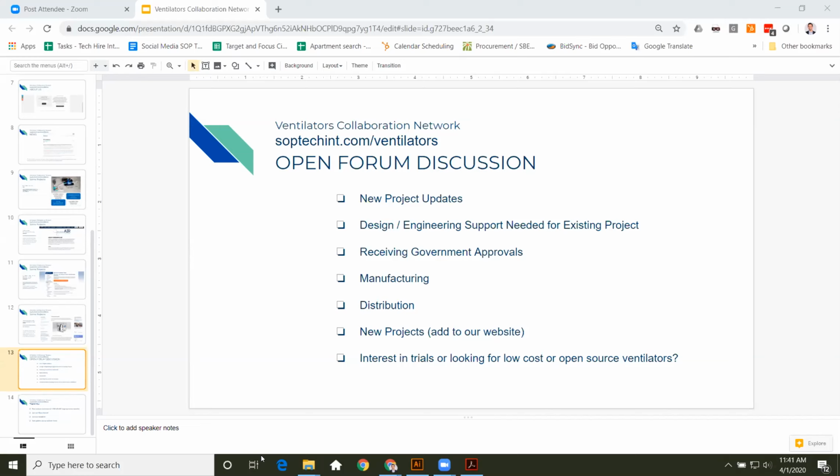Okay, great. I see that Brett made a comment here about the University of Florida design not requiring a motor. Brett, would you like to elaborate on that?